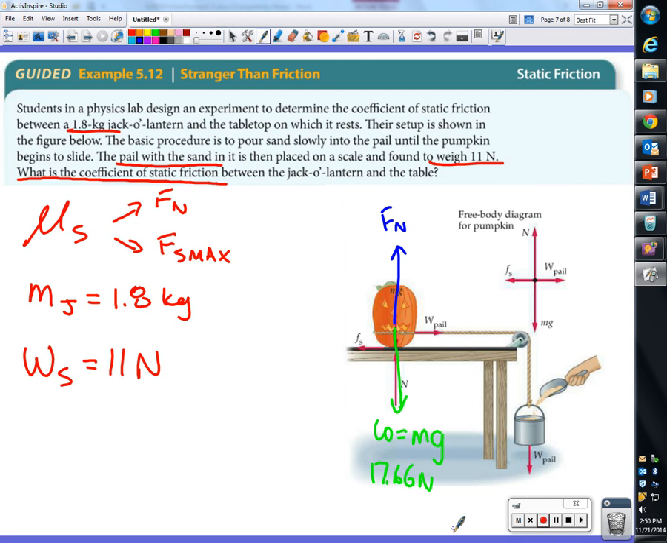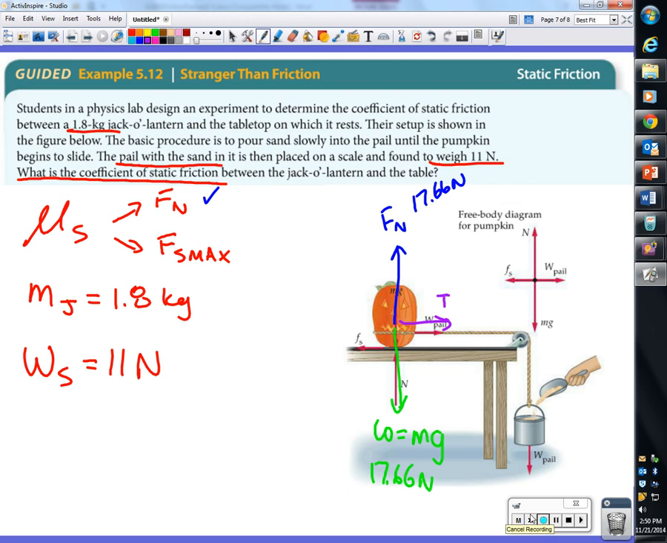All right. What does normal force have to be in this picture? Normal force has to be 17.66, right? So, we're halfway there, okay? All right. There is a string attached to this jack-o'-lantern. Strings apply what kind of forces? Tension forces, right? So there's a tension force going in this direction.